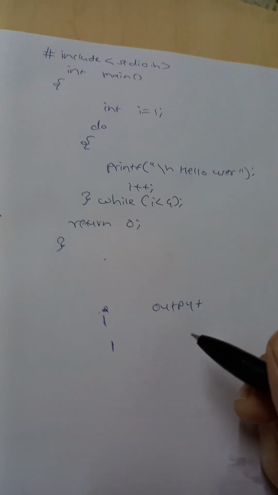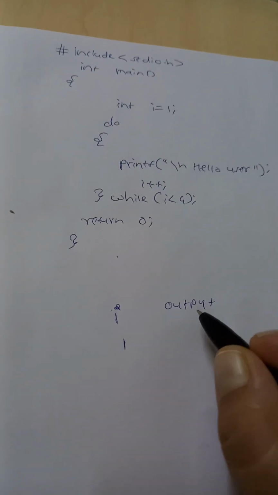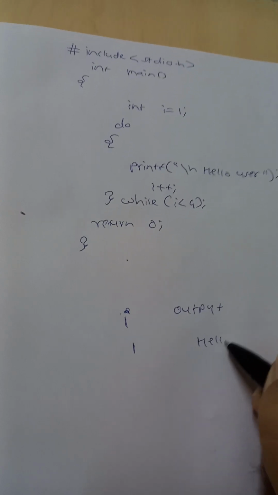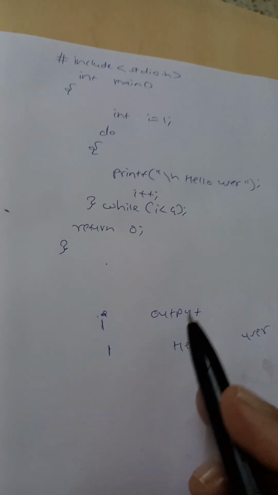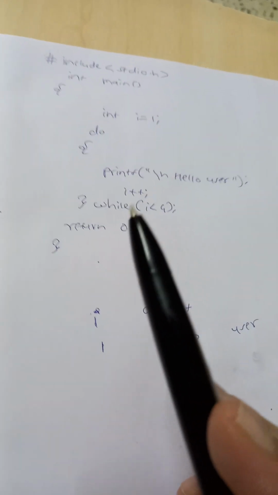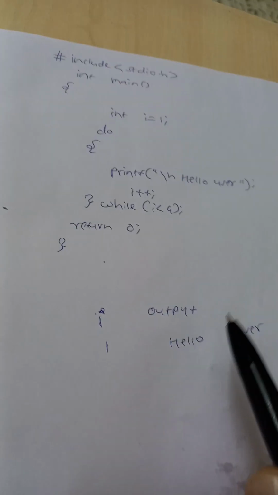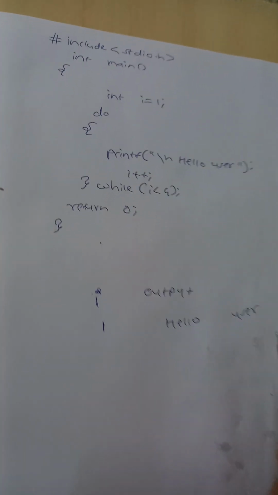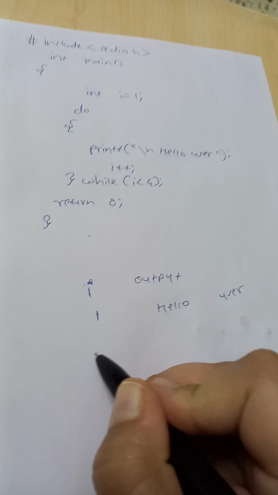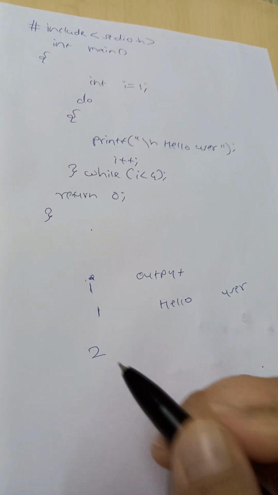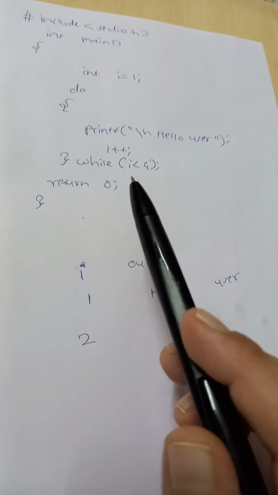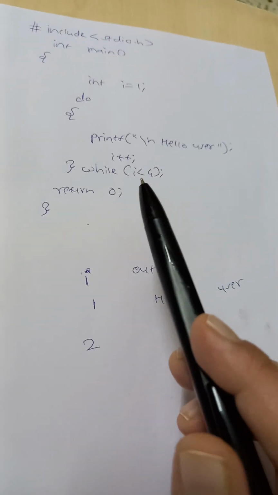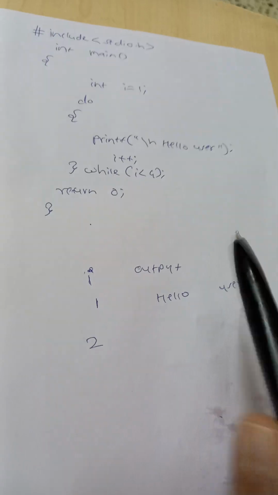Now do printf hello user. I write here hello user, because the control goes to the loop, and the first statement is hello user. i plus plus means an increment in i, so i becomes 2. Now the condition will be checked: while i less than 4, while 2 less than 4, the condition is true, 2 is less than 4.